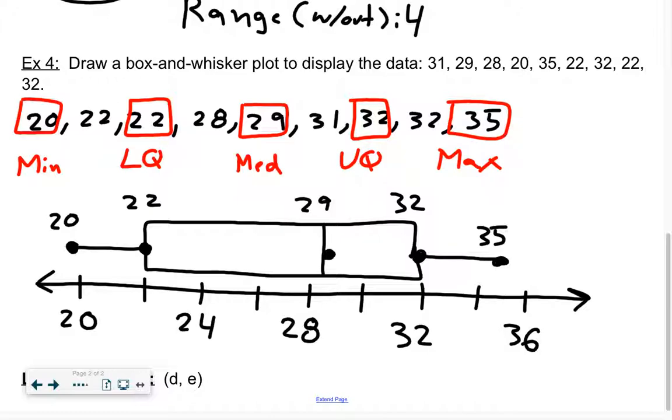What percentage of our students scored between a 32 and a 35? 25%. Good. How about 22 to 35? 75%. Okay. What percentage of the students scored between a 20 and 22? 25%. Okay. So box and whisker plots again is nothing more than taking the numbers that they give you and putting them into 4 groups. Okay, dividing them into 4s. So you got your 25%, 50%, 75%, and 100%.